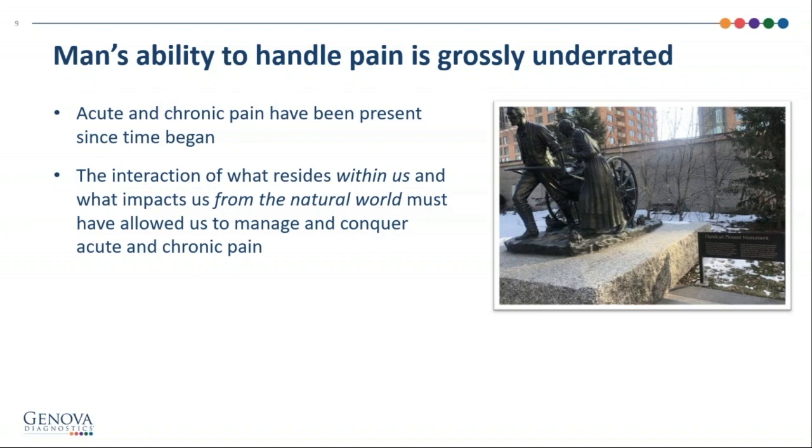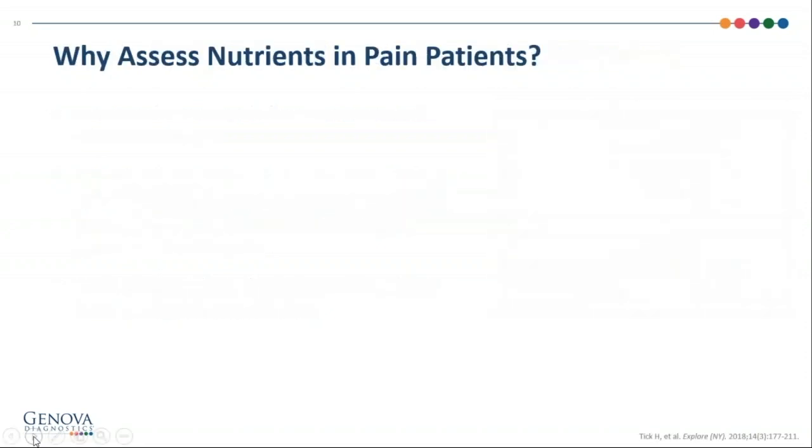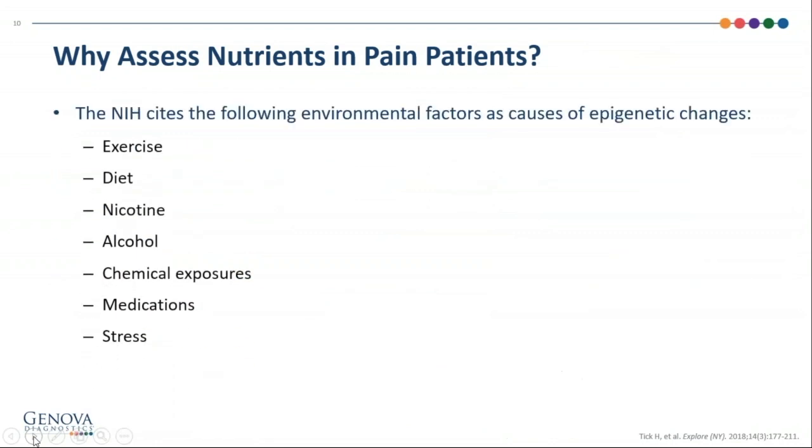And when you think about that notion, it becomes much more interesting when you think about the fact that we have this interaction set up from the get-go. So let's find out what the NIH says. The NIH says that the environmental factors in the outside world are powerful enough to change the phenotypic expression of our genetics. And we call those epigenetic changes.